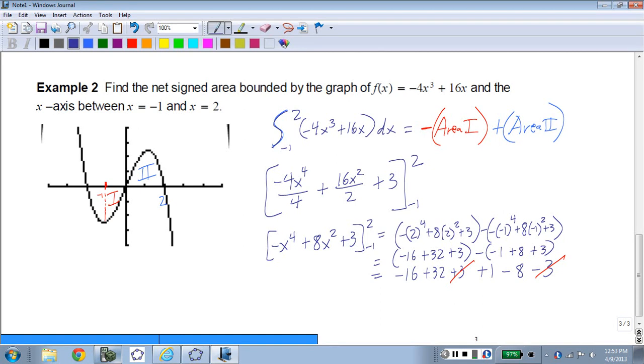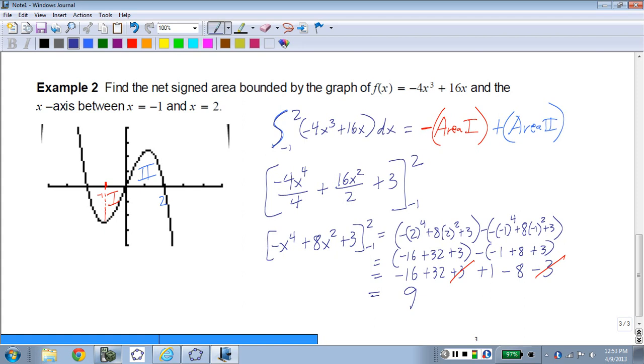What happened? Oh, we're looking for the final answer. What is the final answer? 16 plus 1, 17 minus 8. What's 17 minus 8? 9. Is it 9? All right.